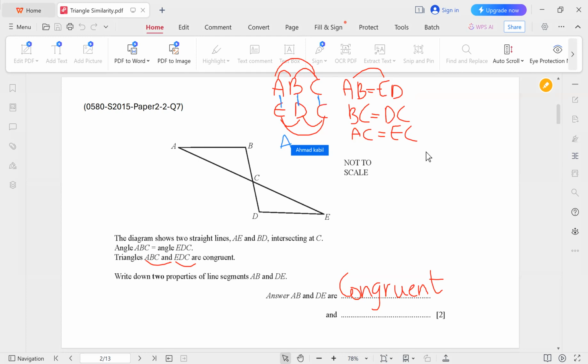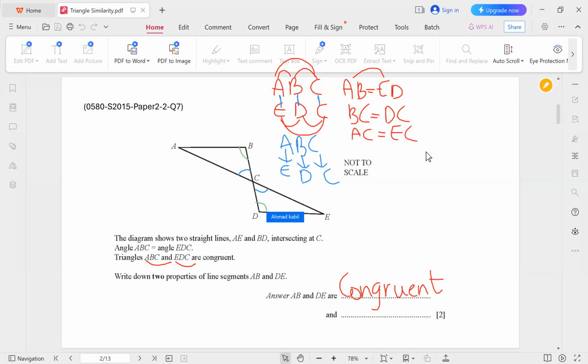So A has to equal E, B has to equal D, and C has to equal C. Of course, C here refers to this angle, and the other C refers to the other angle. We already know that these are equal because they're vertically opposite angles. But what we are interested in this case is that B and D are equal to each other.